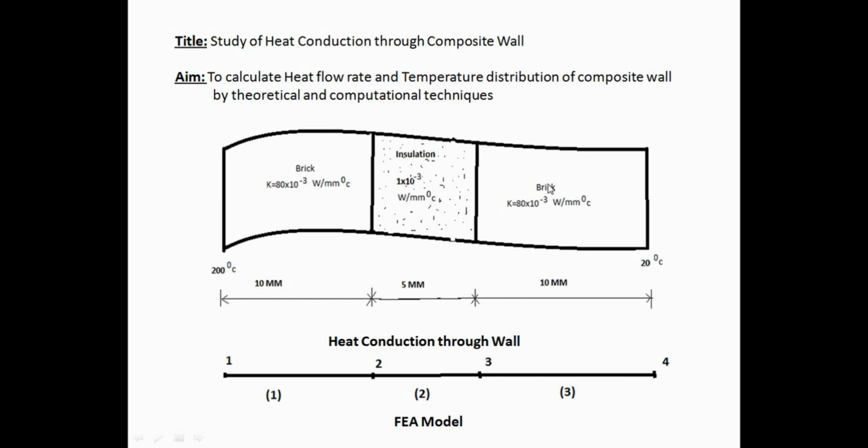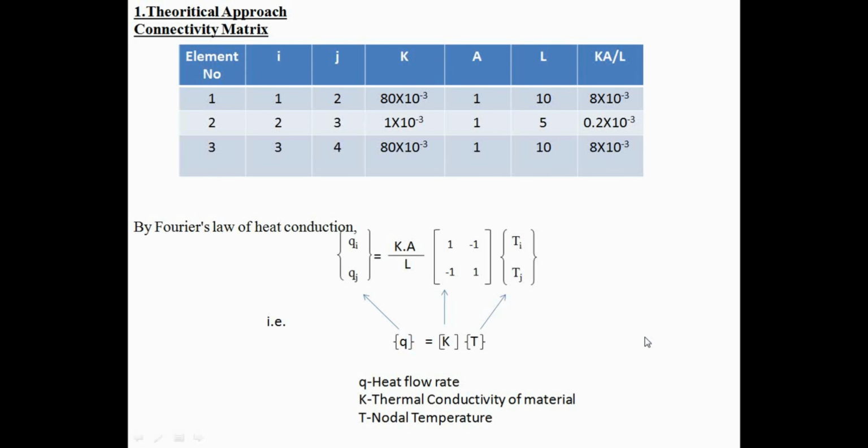We will represent this problem as a finite element model. There are three elements: brick, insulation and brick. Element 1 belongs to the first brick element, element 2 belongs to the insulation element, and element 3 belongs to the third brick element. The first element is represented by I and J nodes 1, 2, the second element by nodes 2, 3, and the third element by nodes 3, 4. So we apply our FEA procedure to solve this problem.